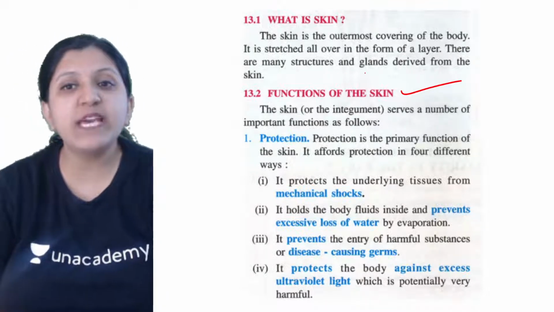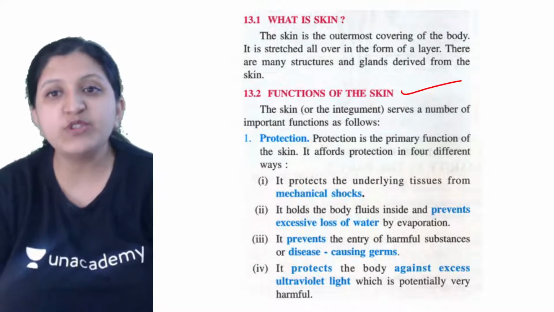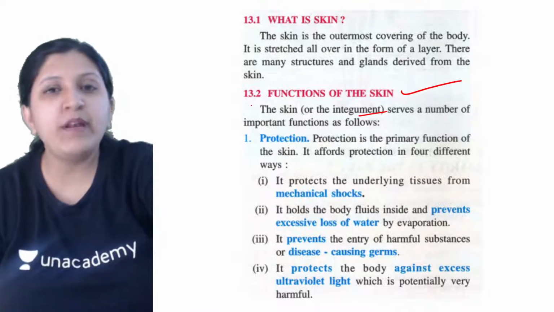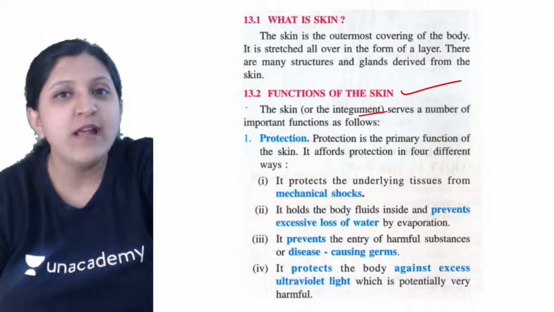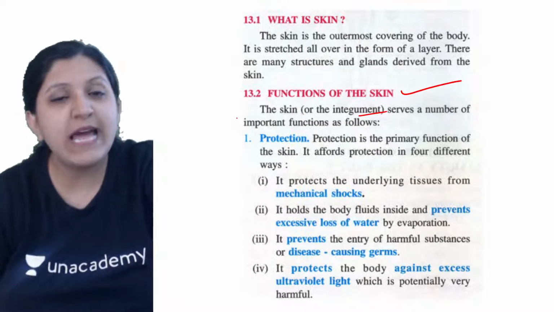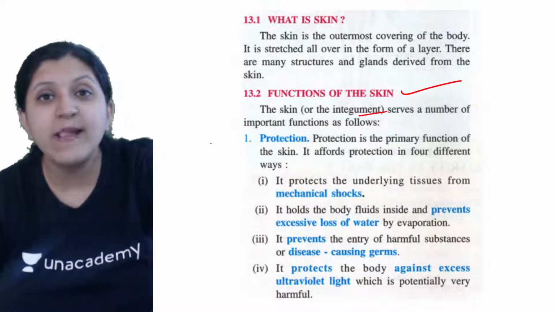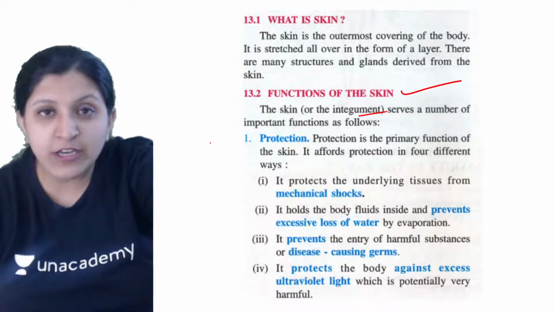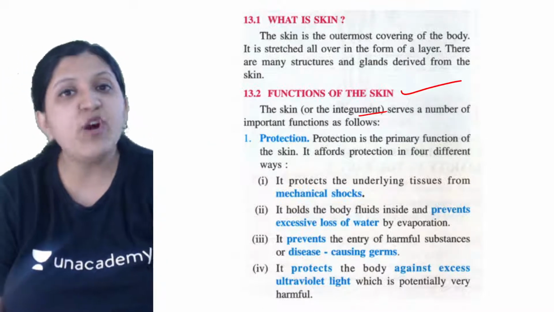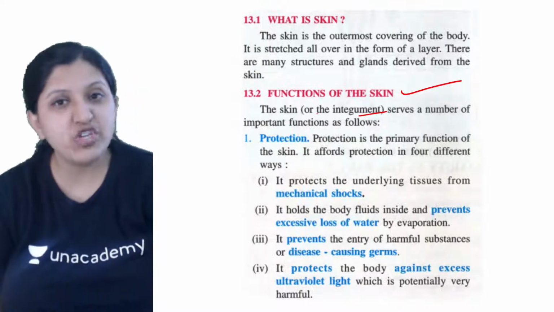So functions of skin. When we mention skin, or the integument, we can also mention it as an integument. I hope you remember that you have studied the chapter on plant reproduction. There you see that the seed has a seed coat, that is the seed covering, which we call the inner integument and outer integument, the testa and the tegmen. Integument is just the covering or the skin. It serves a number of important functions as follows.